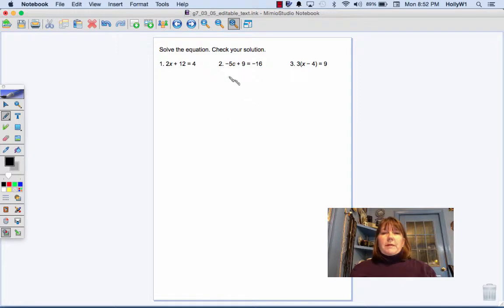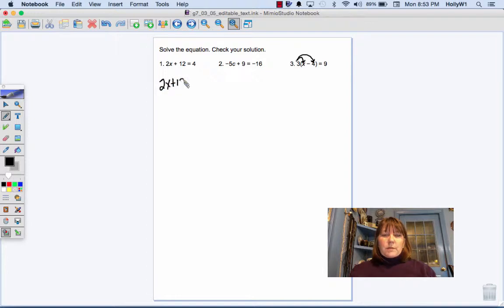All right. Why don't you pause me and see if you can solve these three equations. Remember, you're going to undo the addition or the subtraction first. In this one, remember that you need to apply the distributive property before you actually start to solve this equation. So pause me and then start me back up again when you try them out yourself. Okay, hi, welcome back.